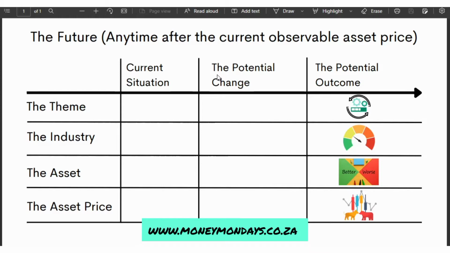It can happen that you are correct about a theme, or you are correct about an industry, or you are correct about an asset. So the company is doing well, the industry is growing, the theme is of something that's in demand, but you can find yourself being incorrect about the asset price. And unfortunately for us as investors, the most important thing is the asset price. If the asset price does not go up and you've already bought the share, it means you're not going to make money if you were to sell.